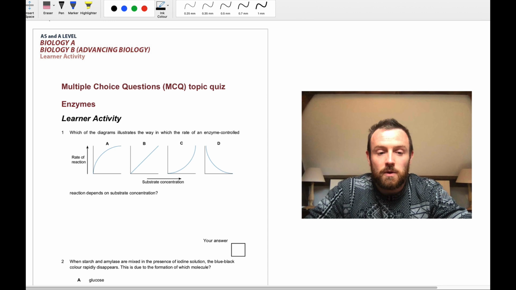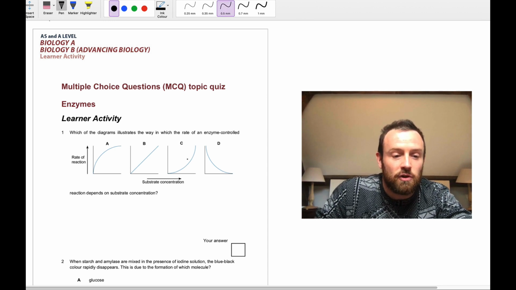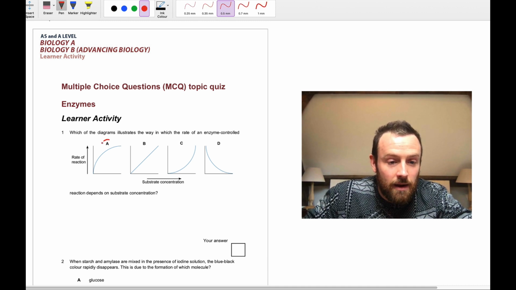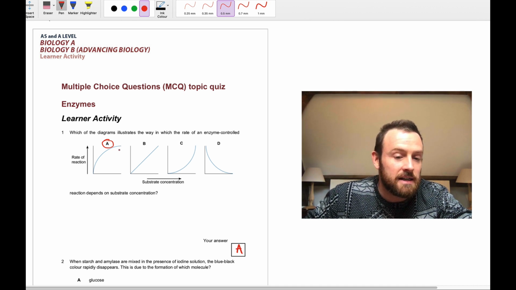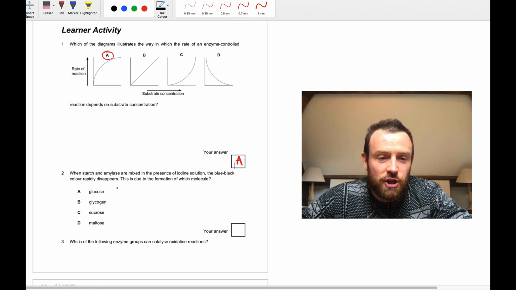So question one, which of the diagrams illustrates the way in which the rate of an enzyme-controlled reaction depends on substrate concentration? So that is diagram A. Okay, so initially it depends on the substrate concentration, but later on it doesn't, and something else like enzyme concentration might be limiting.